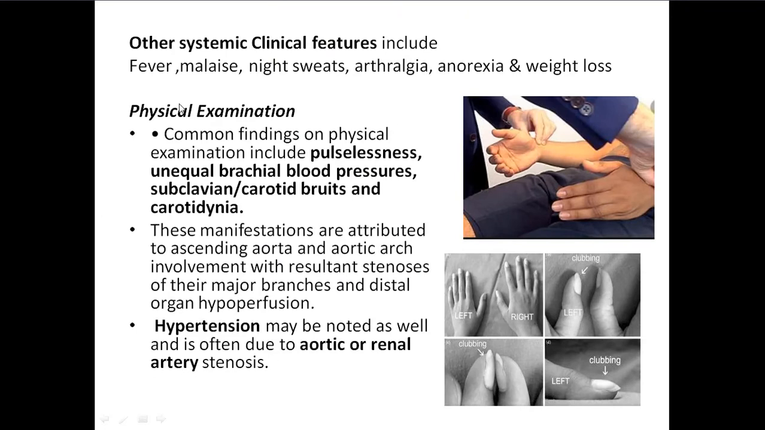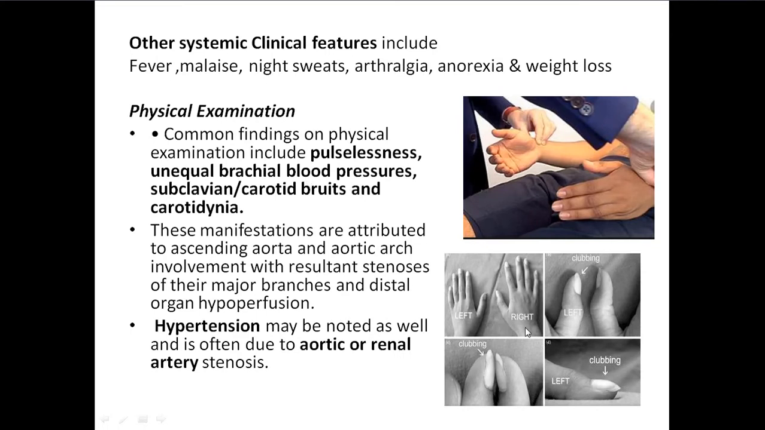The other clinical features include fever, malaise, night sweats, anorexia and weight loss. On physical examination, we will be seeing pulselessness and unequal brachial blood pressures, subclavian and carotid bruits, and carotidynia. So when you check the blood pressure in both arms, there will be a difference of more than 20 between the arms, and pulselessness, subclavian and carotid bruits will be present.